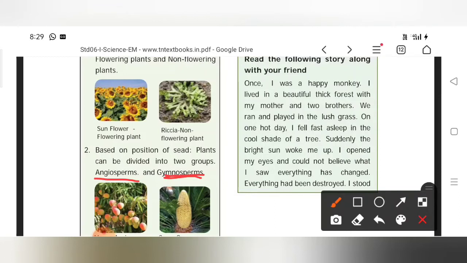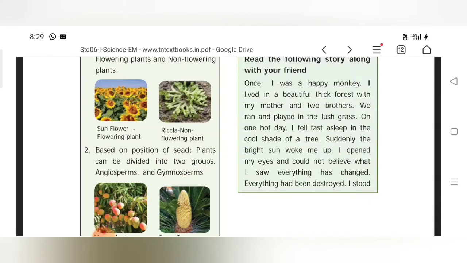Yes, we can classify plants as flowering and non-flowering plants, and similarly, based on the position of the seed, we can classify them into angiosperms and gymnosperms. Angiosperm means the seed is present inside the fruit. Gymnosperm means the seed is present outside the fruit. Is it clear, children? Hope you are all understanding.